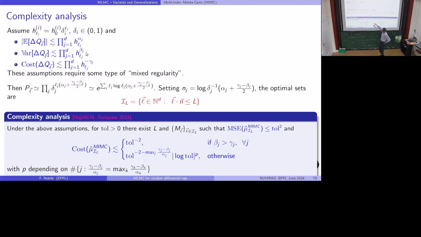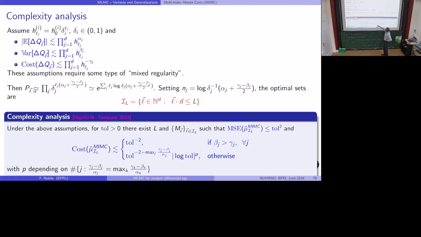So assume we do have it: the delta Q in expectation decays as the product of these individual rates, h_j to some alpha_j. Again, we use geometric refinement for each of those parameters. The variance decays as well as the product of individual rates with some power beta. And the cost also is the product of rates. If you do a double refinement in two directions, the cost should increase as 1 over delta 1 times 1 over delta 2.